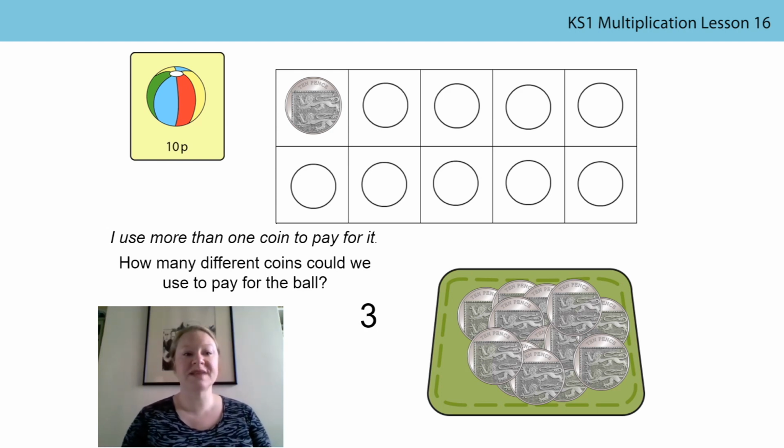Now, some of you might have done it a little bit differently. You might have used a combination. That means lots of different coins. You might have used 1p's and 2p's, or 2p's and 5p's. As long as your total value, the value you had at the end, made up to 10-pence, and you used more than one coin, then your way was brilliant as well. Okay?